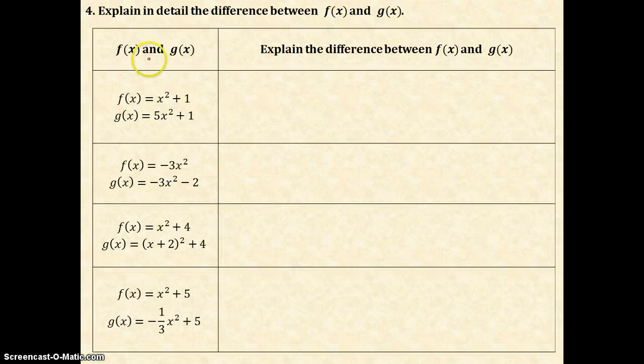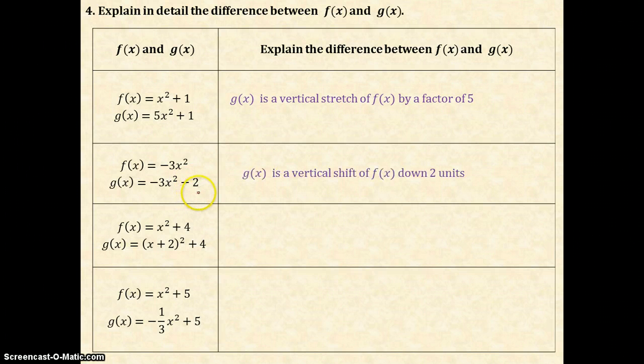So the difference between f of x and g of x. The only difference here is that g of x has a 5 multiplied by the x squared term. And that is a vertical stretch. When you multiply a number times the x squared, that is a vertical stretch. So the difference between f of x and g of x here is that I have a 2 subtracted from the end. That means my whole graph goes down 2. So that is called a vertical shift, down 2 units.